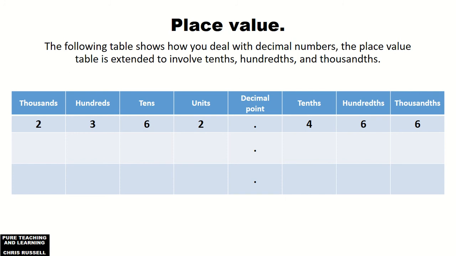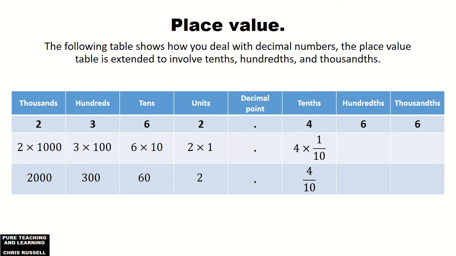The number we have is 2,362.466. So first of all, starting from the left hand side, we have 2,000, then we have 300, then we have 60, then we have 2 units, 4 tenths, 6 hundredths and 6 thousandths. So we have to make sure we know our place value when we are using decimals.